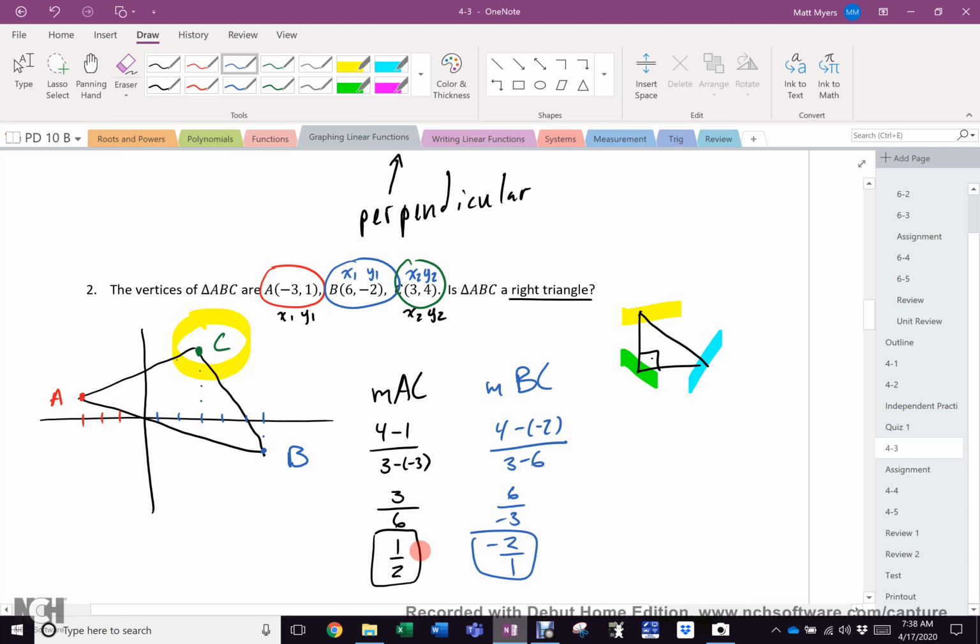Are they opposites? One's positive, one's negative. Yes, they are opposite. Are they reciprocals? 1 over 2, 2 over 1. They are reciprocals. So that makes them perpendicular. So that means, yes, that is a right triangle.